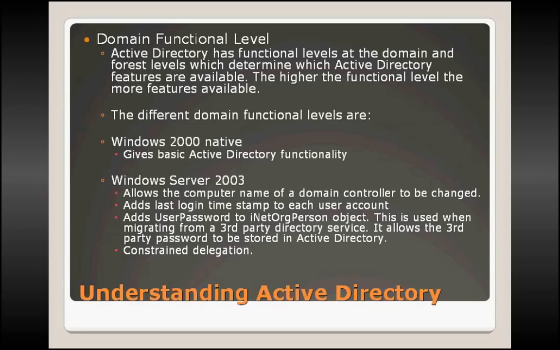Now there is something called a domain functional level and something called a forest functional level. What is it actually? Active Directory has a functional level at both the forest and the domain levels. That determines which features of Active Directory are available to you. If you have Windows 2000 native, it's basically basic Active Directory functionality. Almost every basic functionality will be there, right from the day Active Directory was built.